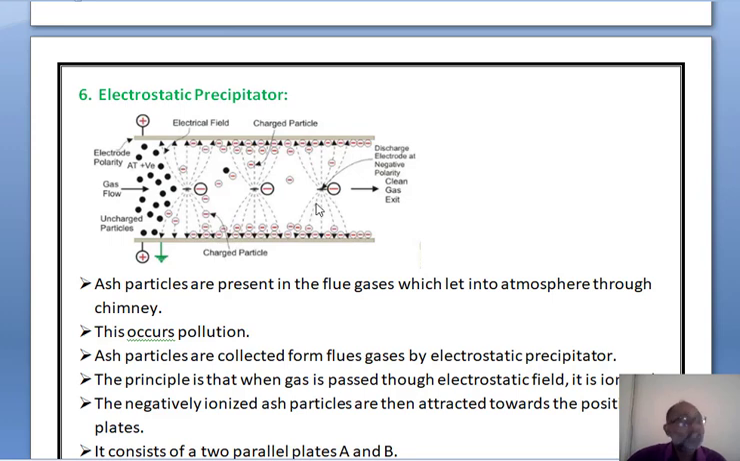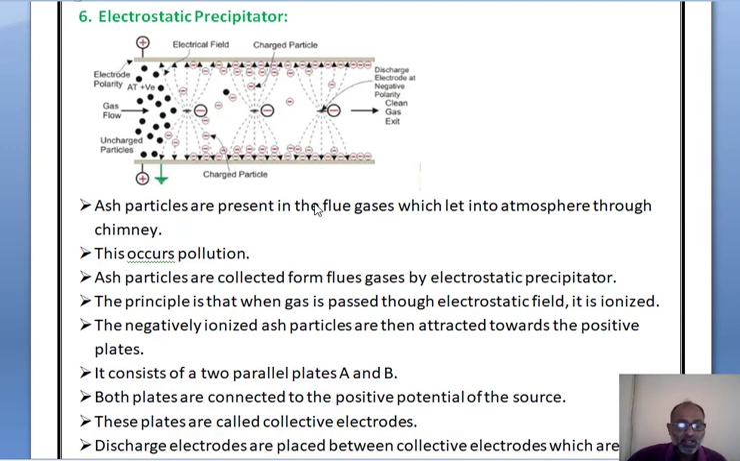Now when the flue gas is passing through this field, the ash particles are negatively charged. Now these negative particles are attracted towards the positive collecting plates. Now when these negatively charged ash particles touch the positive plate, the charge of the ash particle becomes neutralized and the ash particle falls down, and this ash is removed by collecting.